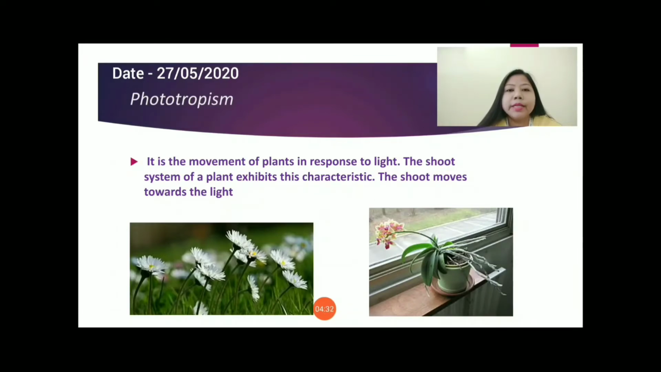Phototropism. It is the movement in plants which takes place in response to the sunlight or any type of light. The shoot system of the plant exhibits this movement. In the picture you can see that the shoot of the plant is moving towards the light.